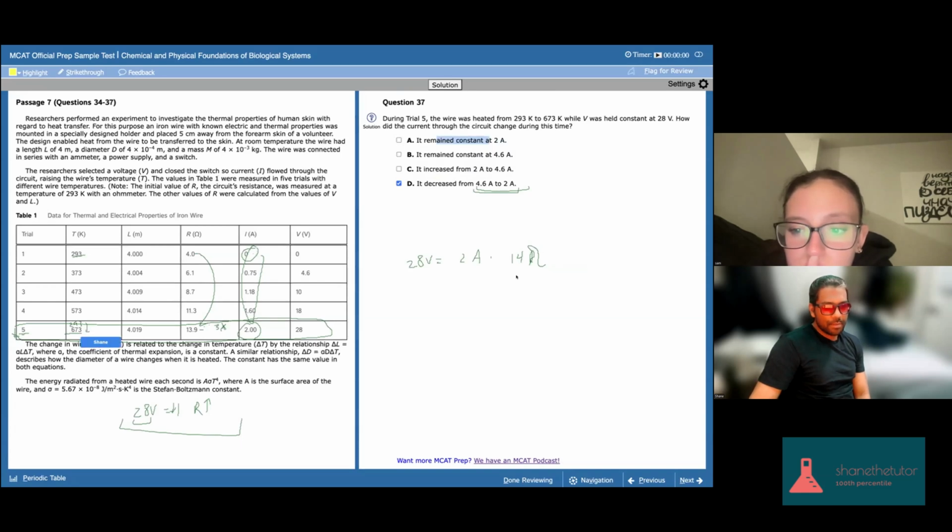They also say that when current flows through the circuit, it raises the temperature. So current would be proportional to temperature, I believe. Well, actually, wait. If the temperature increases, current flowed through, other values are decreased from 4.6 to 2.